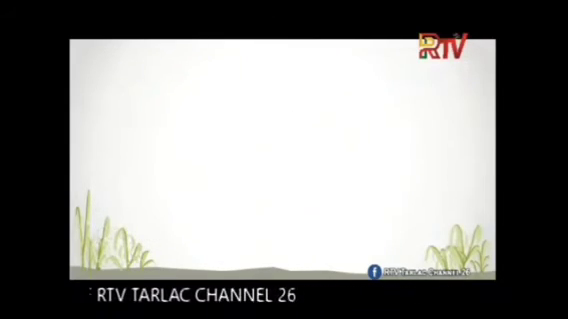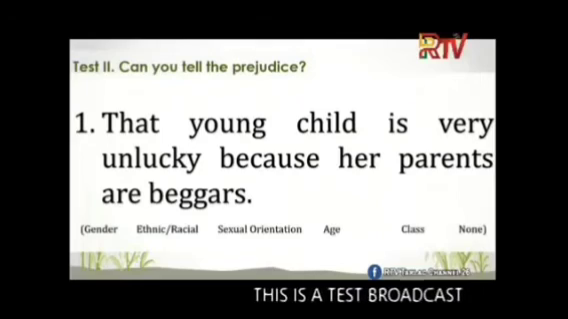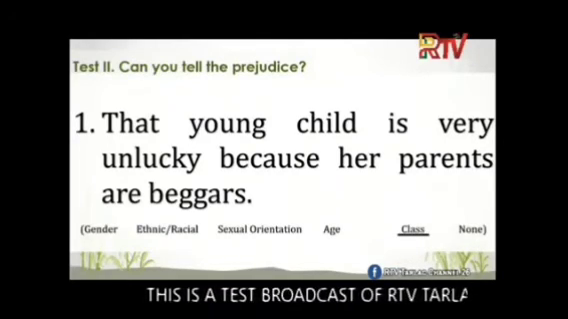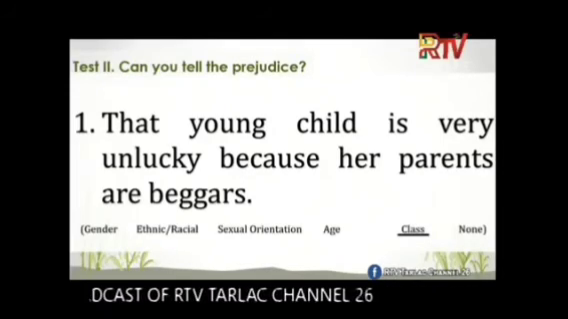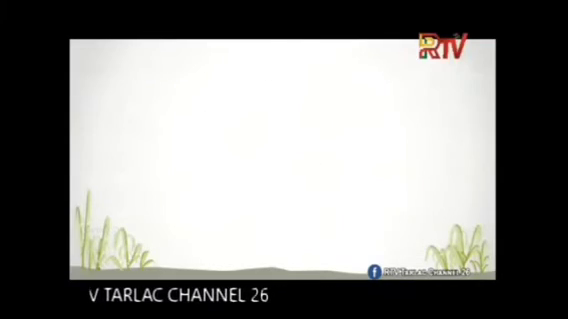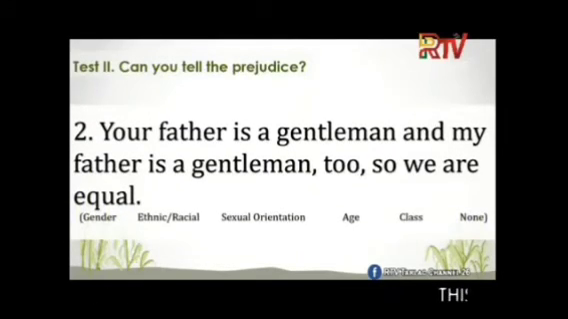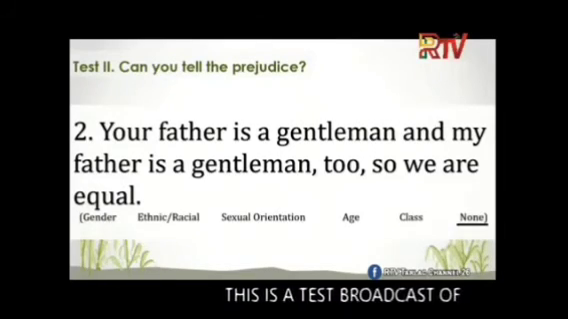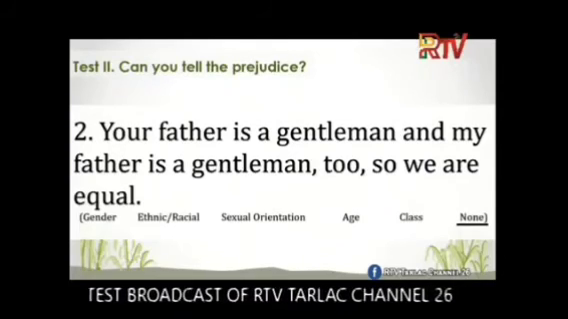Let's answer items 1 and 2. Number 1. That young child is very unlucky because her parents are beggars. My goodness. What do you think is the correct answer? Please underline. The correct answer is very good. It's class. You know, it's having a discrimination against the beggars, so it's class. How about the second one? Your father and my father are both gentlemen, so we are equal. What do you think is the correct answer? The correct answer is very good. It's none. Both gentlemen are equal, so there's no prejudice at all.